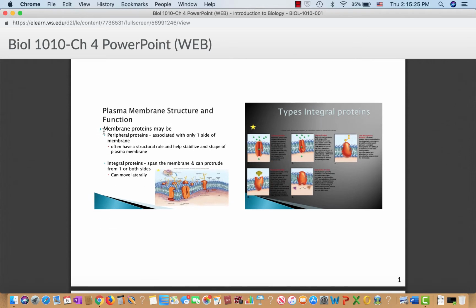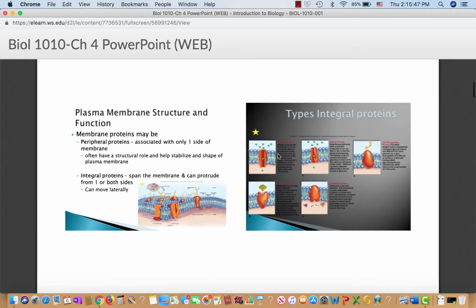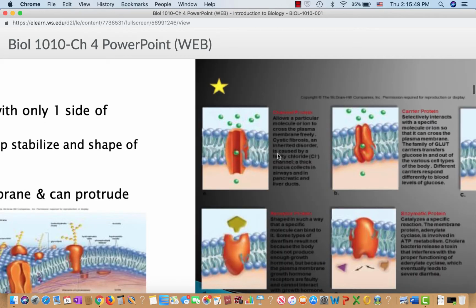So you have membrane proteins that may be associated with the peripheral proteins, meaning they're on one side. They often have structural roles and help stabilize the shape of other proteins. Integral proteins span through both sides of the plasma membrane. Let's see if we can zoom in here a little bit.